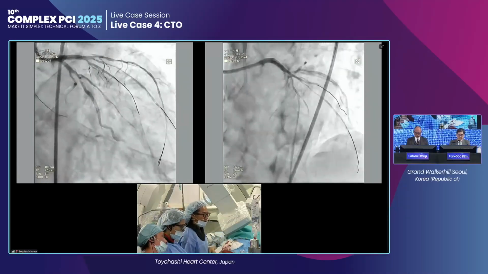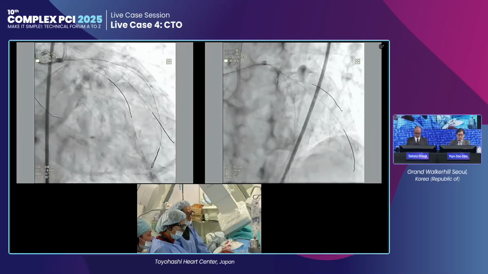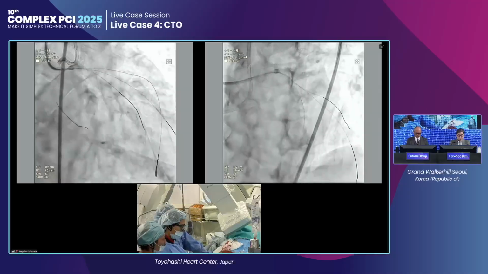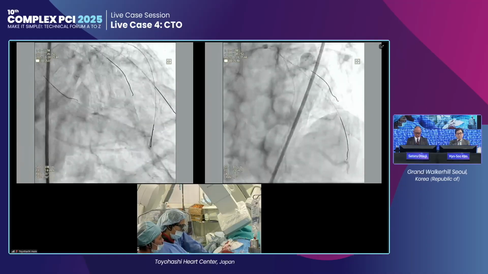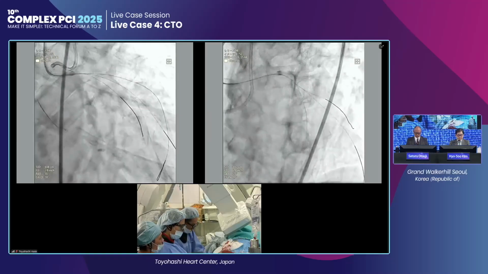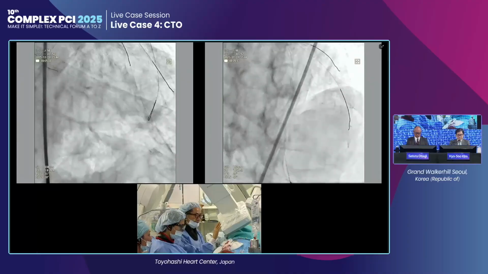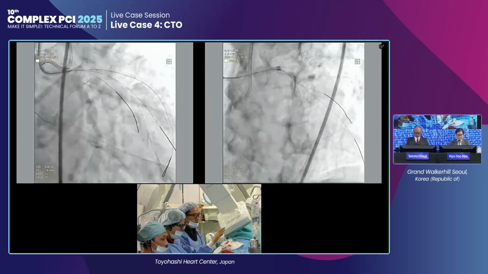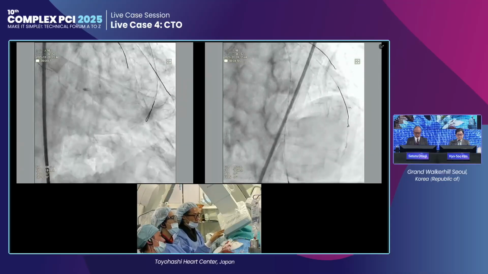Then the wire cannot be easily passed. Thus, you did anti-ballooning. After ballooning, the wire passed. What's the reason? I think the proximal site is a very tight region, and maybe the guide Miracle came a little bit proximally, so I advanced to a different course.